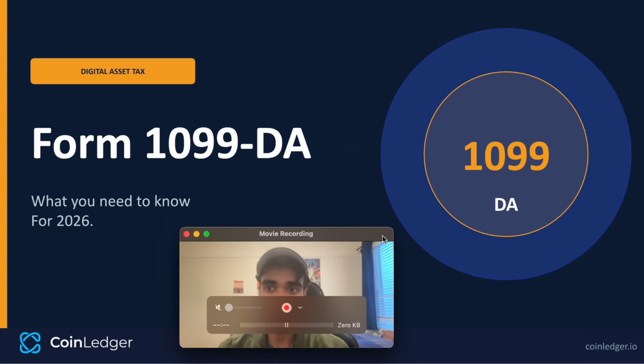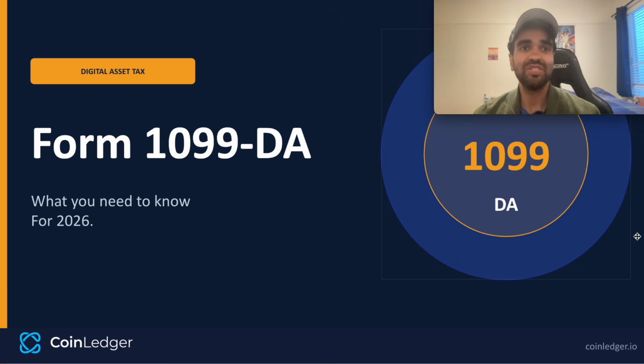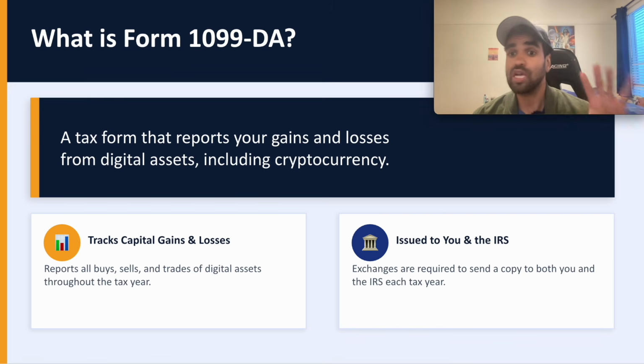Let me move my screen here real quick. So, Form 1099-DA is a tax form designed to report your capital gains and losses from digital assets, and that includes cryptocurrency. This is the first year, I'm recording this in 2026, that exchanges like Kraken are required to issue Form 1099-DA to customers and the IRS.